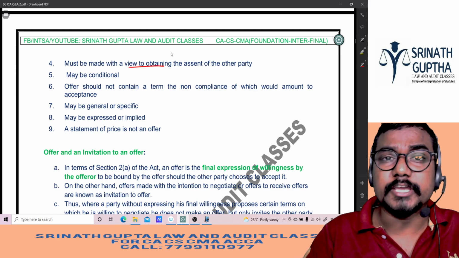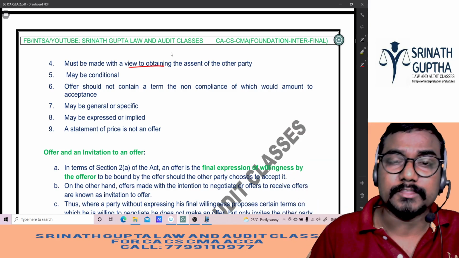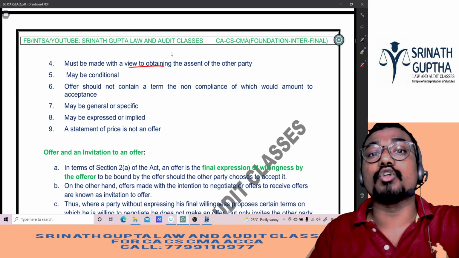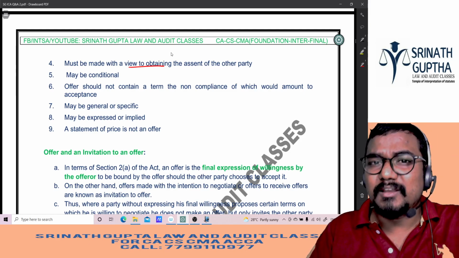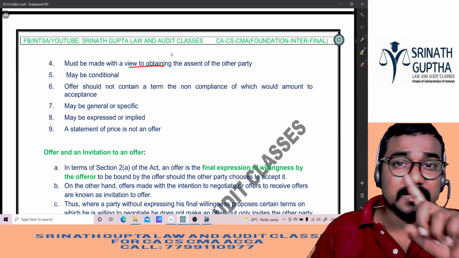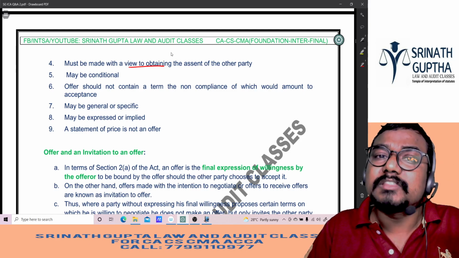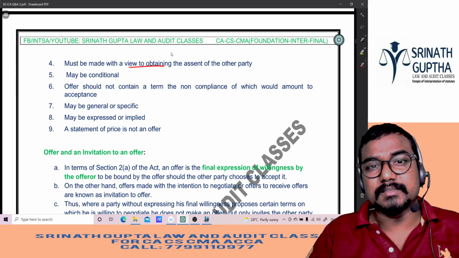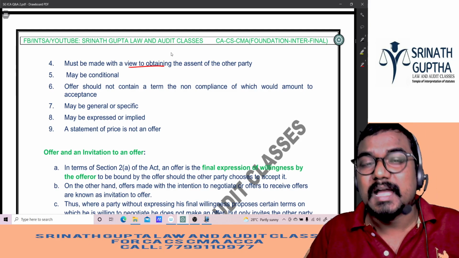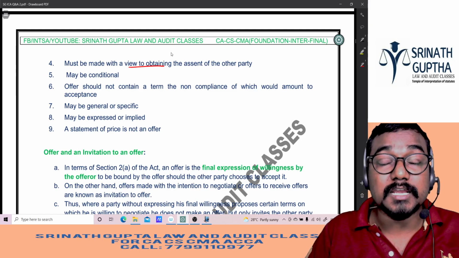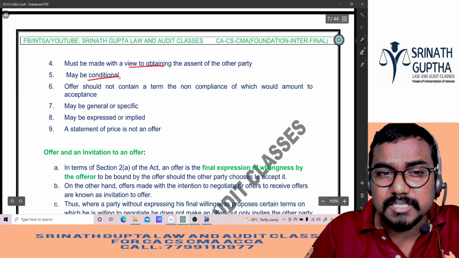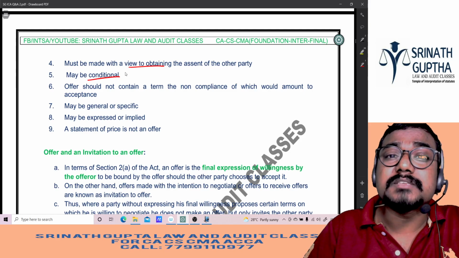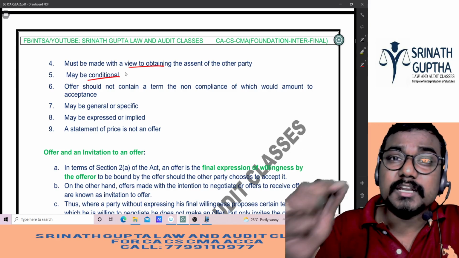Rohit is a pure vegetarian. I am giving an offer to Rohit. Rohit, will you take the chicken for 1 rupee? 1 kg chicken for 1 rupee. It is not an offer because I know he will not eat the chicken. Vegetarian. That is not an offer. It must be made with a view to getting the consent of another. Rohit will die for the chicken. I said, Rohit, will you purchase chicken for 400 rupees? That is the offer. And it may be conditional, but the offer is conditional. Will you purchase the pen for 10 rupees? 10 rupees is the condition.